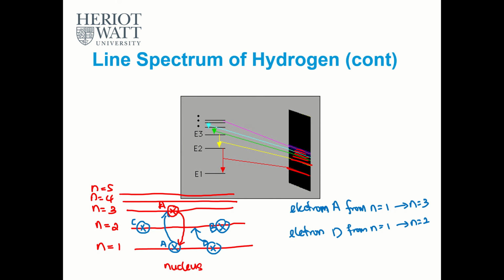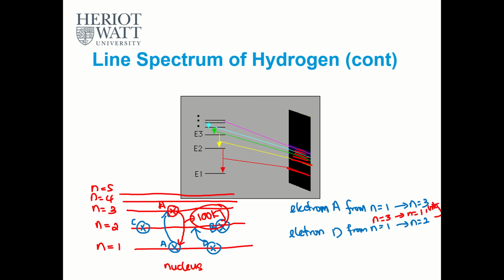Make sense? So let's say the radiation released from electron A released out 100 kilojoules. So from n equals 1 to n equals 3, when it drops back to n equals 1, it releases 100 kilojoules.